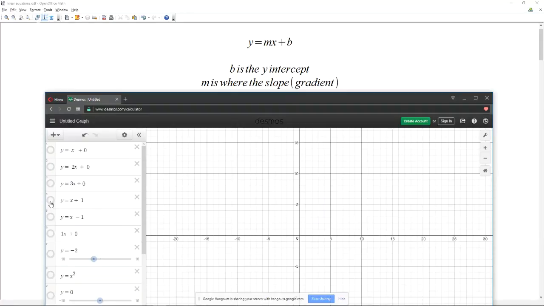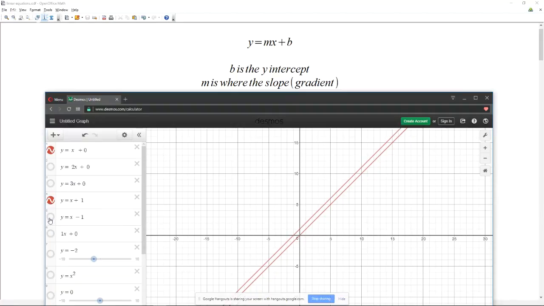If I say y equals x plus 1, notice the shift from the original equation. I've actually gone from the origin to the y-intercept 1, because this right here, b, is equal to my y-intercept, right? So all I've done is a shift. I've shifted this line, and the slope hasn't changed at all. I've just moved it up 1. Do you see how that works? And if I move it down 1, it'll go down there, right?